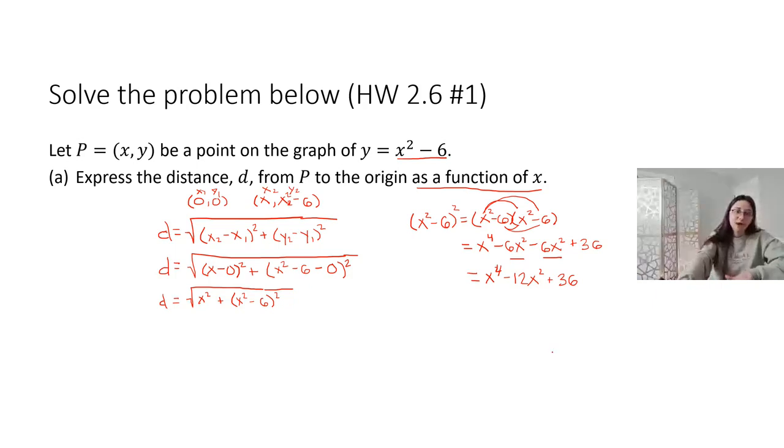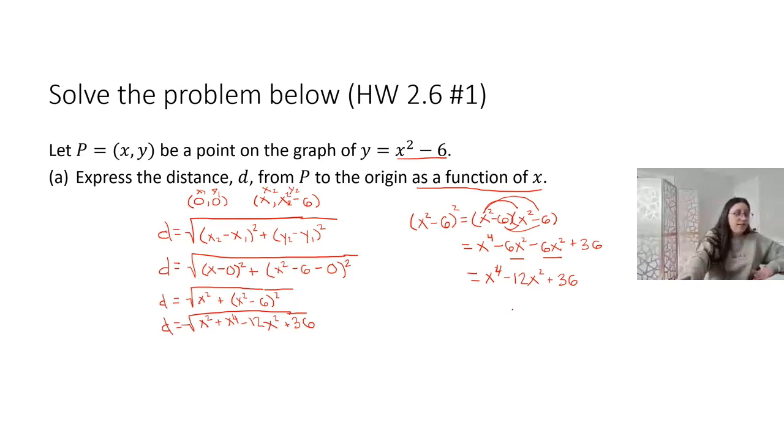Feel free to pause at any point during the video today if you need time to catch up with the writing. I'm going to go pretty quickly just because we're not in a live session. So I'm going to plug this in, x to the fourth minus 12x plus 36, in place of my x squared minus 6 squared. So x squared plus x to the fourth minus 12x squared plus 36.